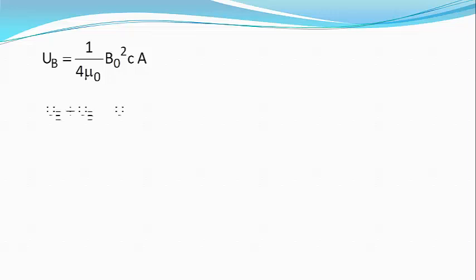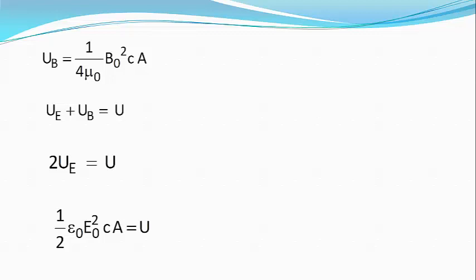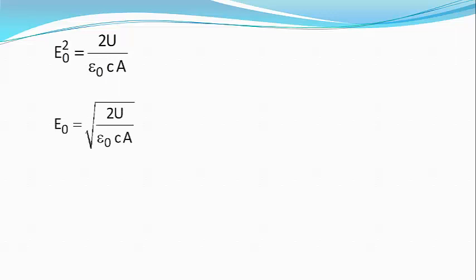And hence UE plus UB equals U, the total energy of the beam, or 2UE equals U, or 1 by 2 epsilon naught into E naught square into C into A equals U, or E naught square equals twice of U divided by epsilon naught into C into A, or E naught equals square root of 2 into U divided by epsilon naught into C into A.